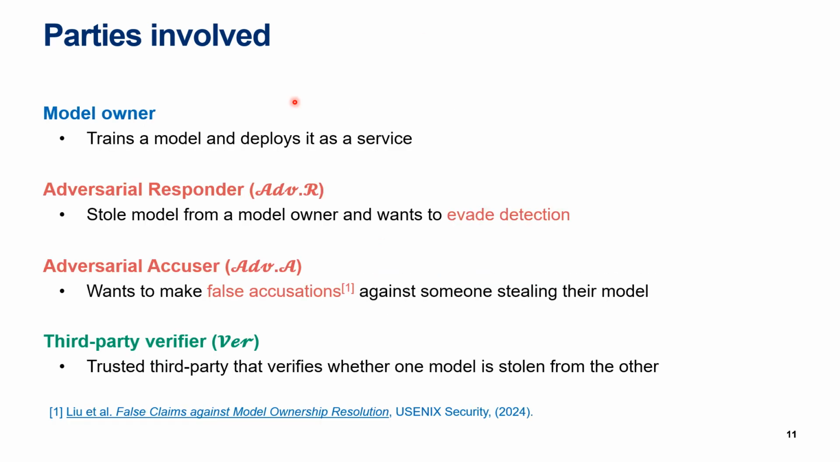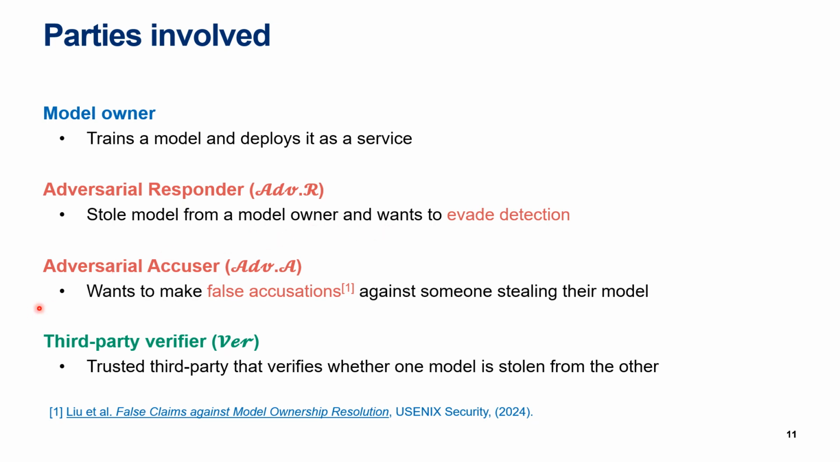We define four stakeholders in our work. The first is the model owner. This is just somebody that trains a model and deploys it as a service. The second is the adversarial responder. This is someone that steals a model from the model owner and wants to evade detection.